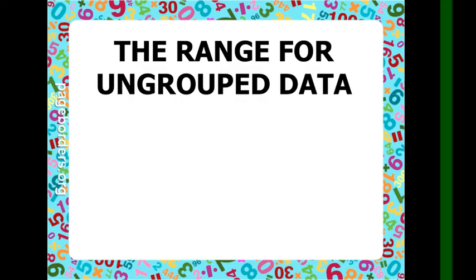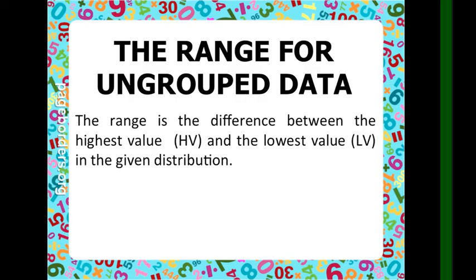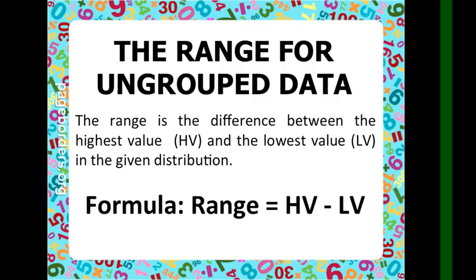Now, let's talk first about the range for ungrouped data. How to solve? The range is the difference between the highest value, HB, and the lowest value, LB, in the given distribution. The formula for the range is HB minus LB. Example.